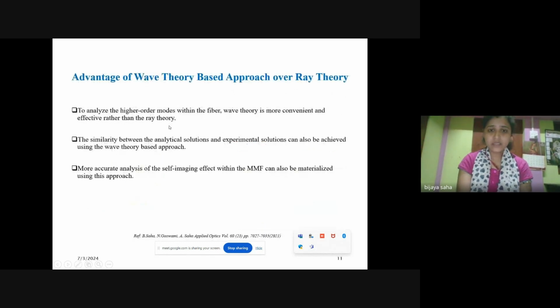Now, in this study we have used wave theory instead of ray theory. The advantages of wave theory over ray theory are that to analyze the higher order modes within the fiber, wave theory is more convenient and effective than ray theory. The similarity between analytical and experimental results can also be achieved by using this wave theory based approach. Also, a more accurate analysis of the self-imaging effect within the multimode fiber can be materialized by using this approach.